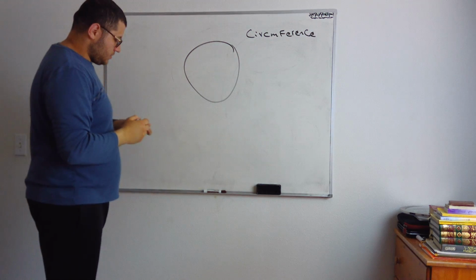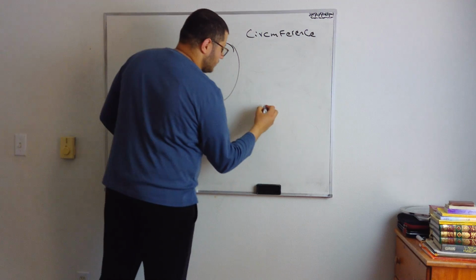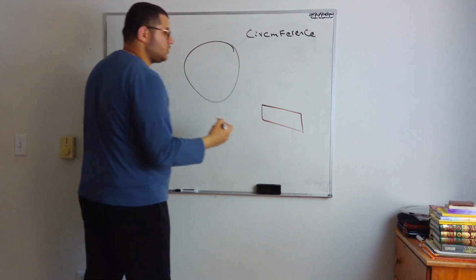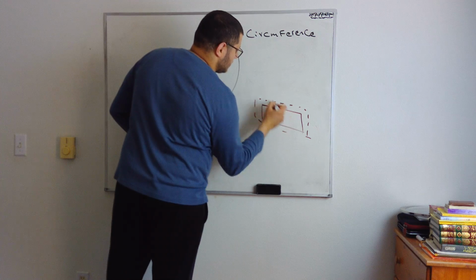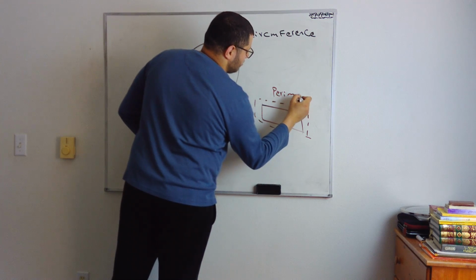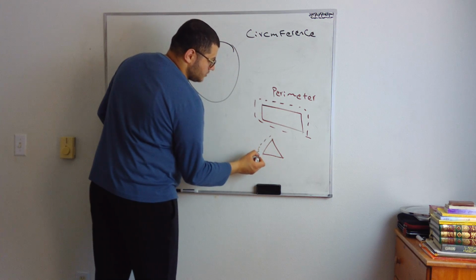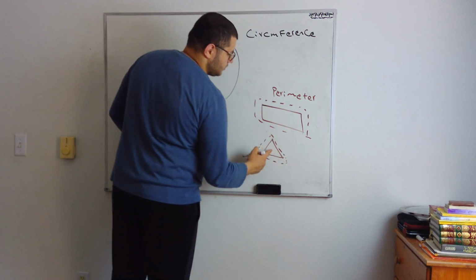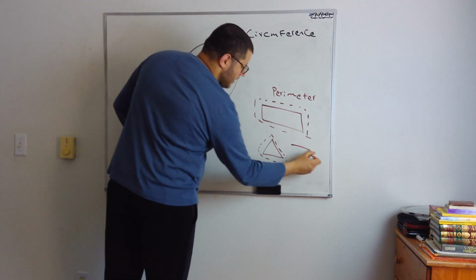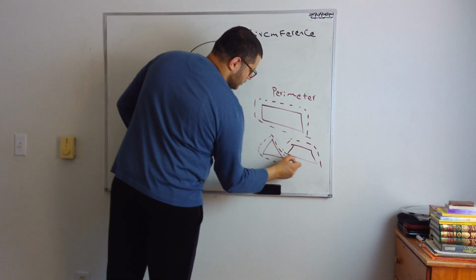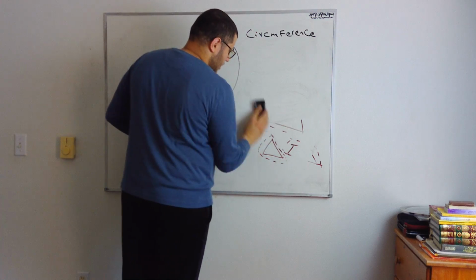Well, in other videos we've talked about how to find the distance around other shapes. In the video about rectangles and squares, we defined the distance around the shape as something called the perimeter. The perimeter is the distance around any polygon, a shape that has 3 sides or more. If you have a triangle, the distance around it is called the perimeter. If you have a rectangle, the distance around it is called the perimeter. If you have a trapezoid, the distance around it is called the perimeter. So it's the distance around the shape.